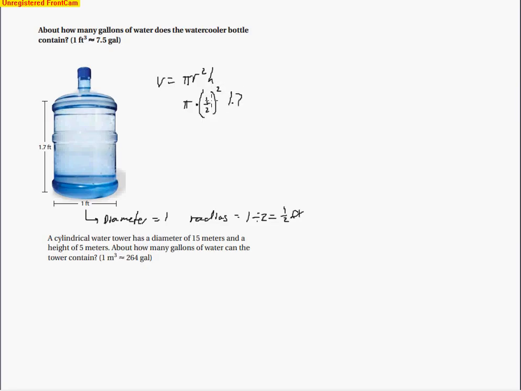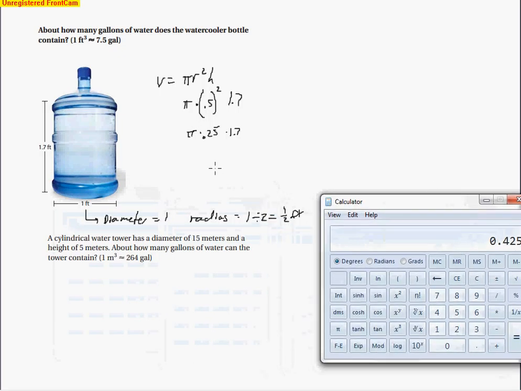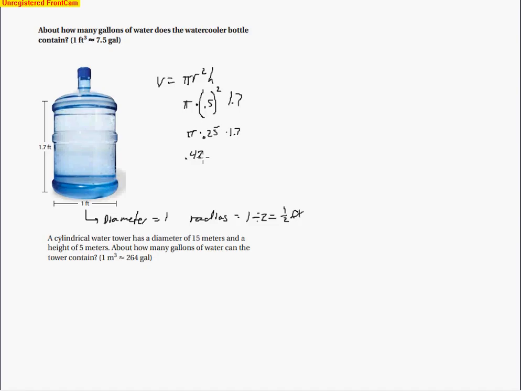And so I'm going to plug that number in, pi times 1/2 squared times 1.7. Since I'm in decimals here, I probably should just use the decimal form for this number, 0.5. And so 0.5 squared is going to give me 0.25, and then times pi times 1.7. So now I have to multiply 0.25 and 1.7. It's 0.25 times 1.7, and that gives me 0.425 pi. And so now I'm ready to find out what that volume is in cubic feet.